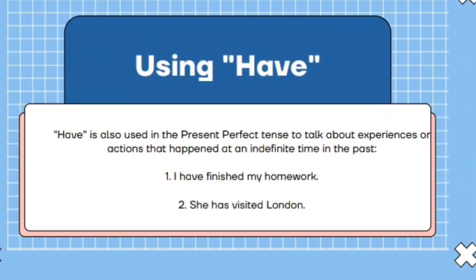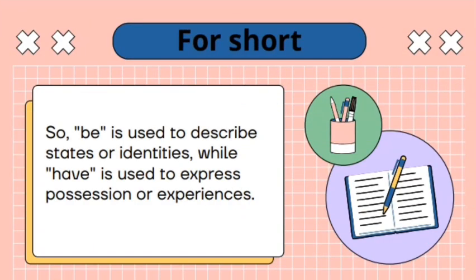Using have. Have is also used in the present perfect tense to talk about experience or action that happened at an indefinite time in the past. For example, I have finished my homework and she has visited London. For short, be is used to describe states or identities, while have is used to express possession or experiences.